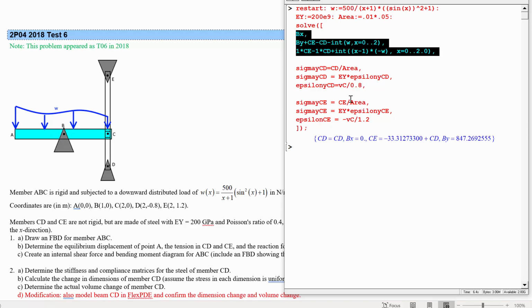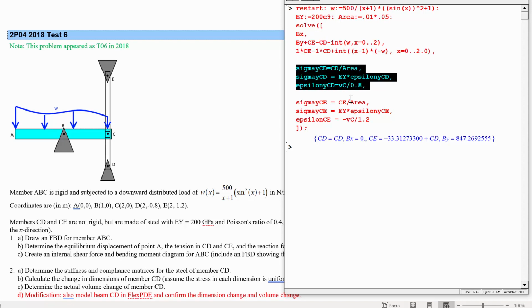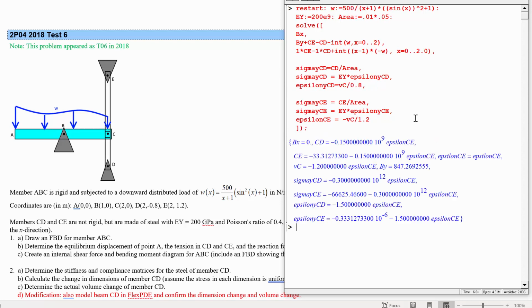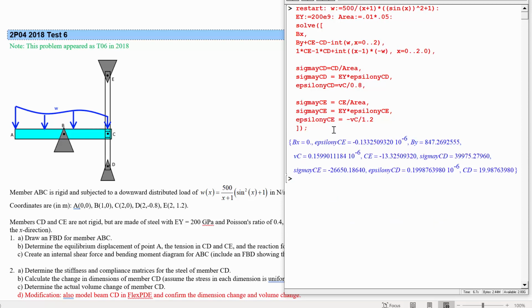We've got our Newton's second law. We've got our Hooke's law and definitions of stress and strain for CD, and then same thing for CE, where we've also written the strains in terms of the motion of point C. Okay, so it didn't work, but I can see right away that I didn't write one of the variables correctly. I wrote it as just epsilon, and there it is. So it's supposed to be epsilon y. Okay, now it looks like everything is solved.